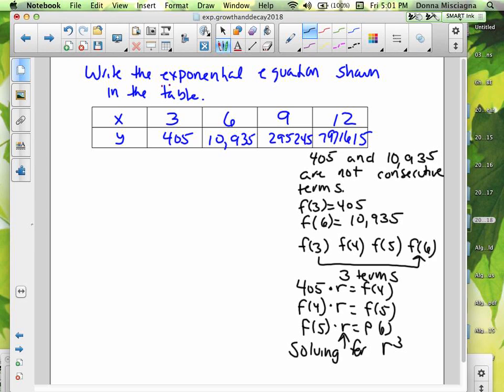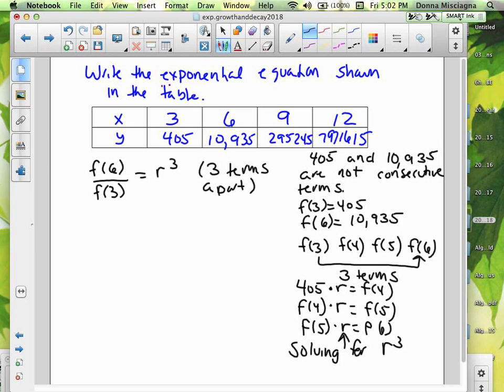Right? So when we take the difference between successive terms in the table, they're really not one apart. They're not an r apart. They're an r cubed apart. So when we take f of 6 and divide that by f of 3, we're not finding r, we're finding r cubed, because they are 3 terms apart. And this works for any of them. If they were 4 terms apart, it'd be r to the 4th. If they were 5 terms apart, it'd be r to the 5th, and so forth.